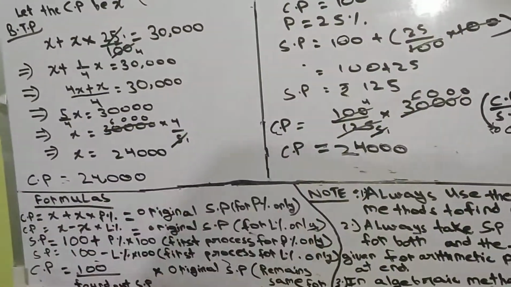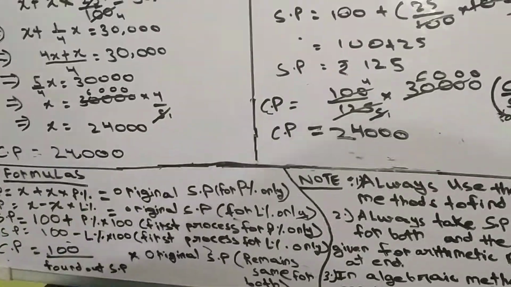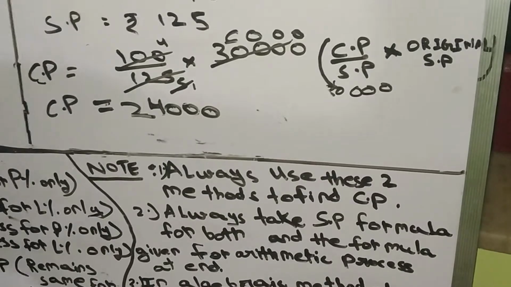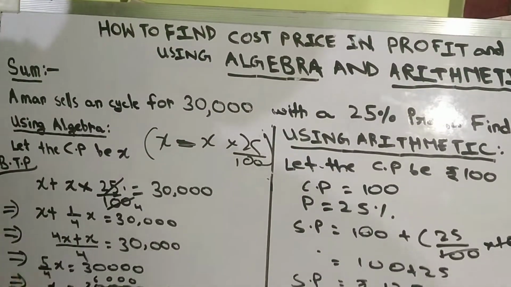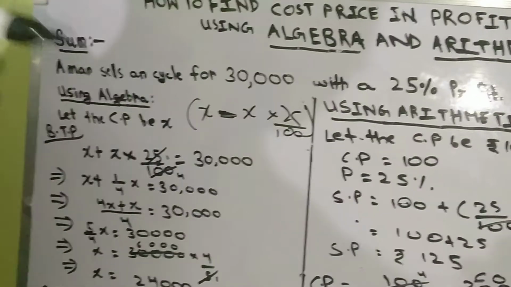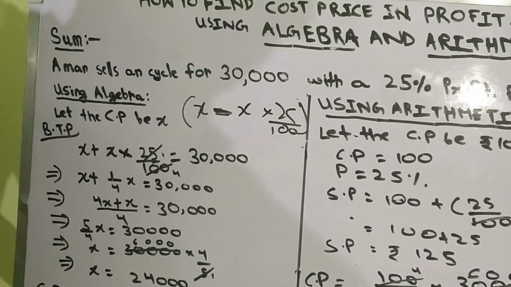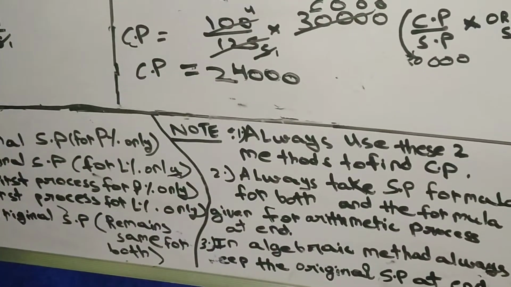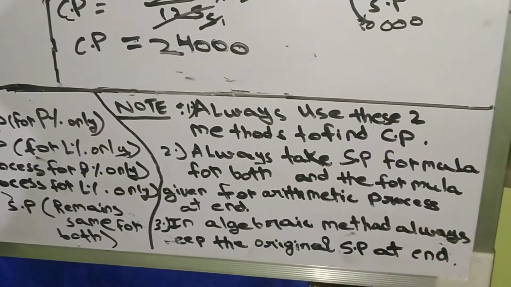Now there are some important notes also which I have given. Always use these two methods to find the cost price. Like I want to say that never use any other method, these are the only two methods for finding cost price.